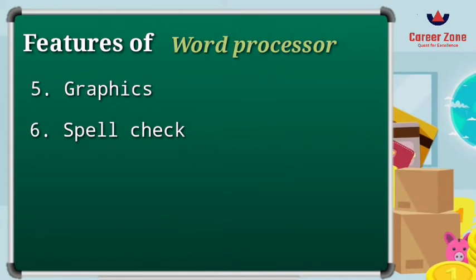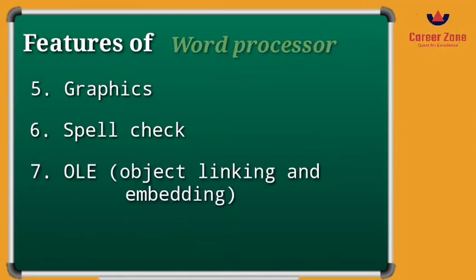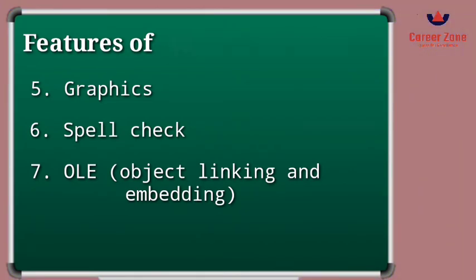The seventh one is OLE, which stands for object linking and embedding, which means that you can attach or link other documents with your word processing document, or you can attach your word document into another document or other program of the OpenOffice.org package.